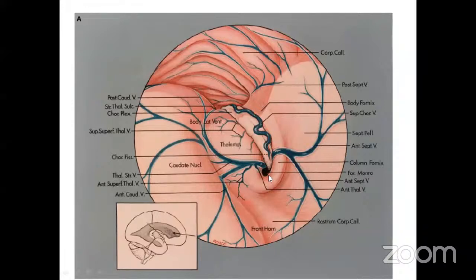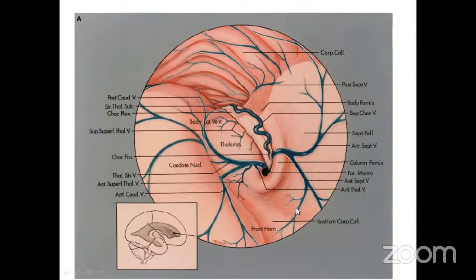The frontal horn is located anterior to the foramen of Monro and has the septum pellucidum in the medial wall. The body of the lateral ventricle has the thalamus in its floor. The caudate nucleus is in the lateral wall. The body of the fornix and the septum pellucidum are in the medial wall, and the corpus callosum is in the roof of the lateral ventricle. This is the choroid plexus that is attached to the choroidal fissure.